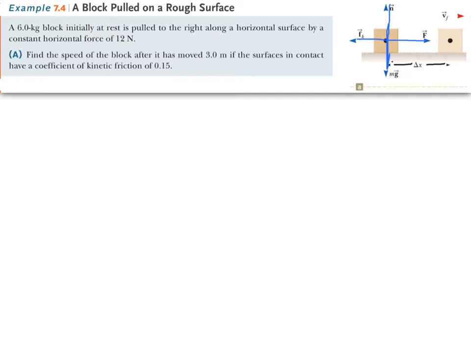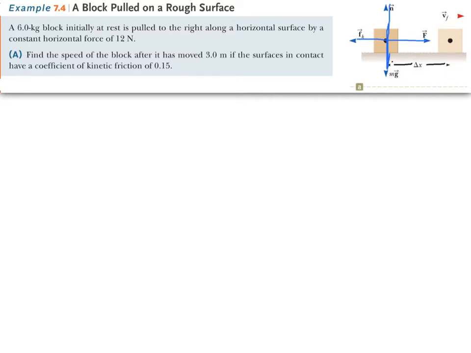It moves a distance delta x, and the book also gives the velocity in the figure, which isn't necessarily part of the free body diagram but is part of what's happening in the problem, which is the block is moving with some velocity vf. So I'm going to try to do this problem in a more systematic way than the textbook does.